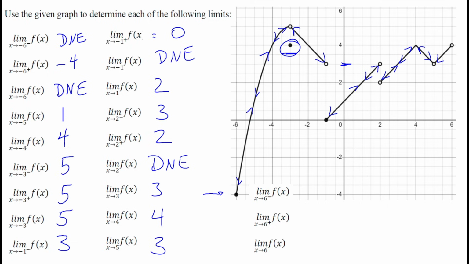Okay. And so now our limit as we approach 6 from the left-hand side, we're going up towards 4. But there's no way for us to approach 6 from the right-hand side because there's no function to the right, so that limit does not exist. And then lastly, the limit as x approaches 6 doesn't exist because the one-sided limits weren't equal to each other.